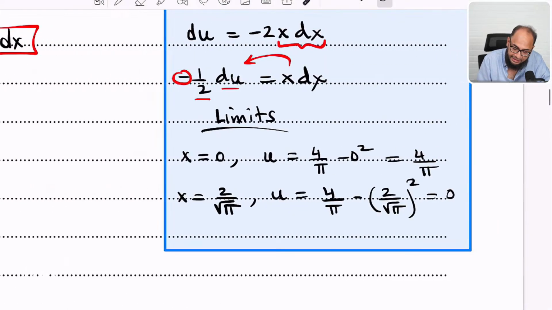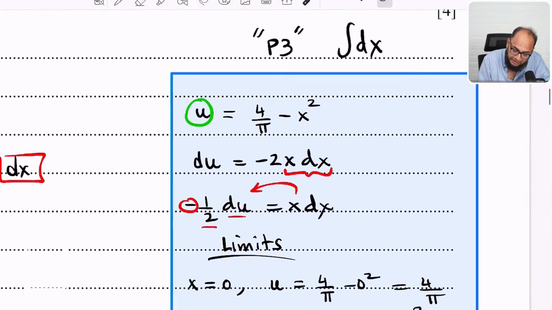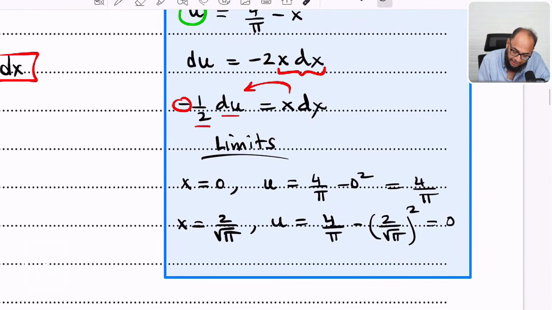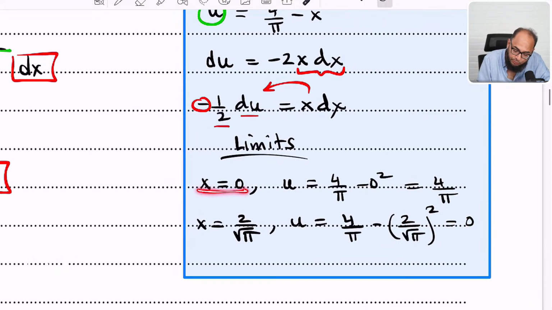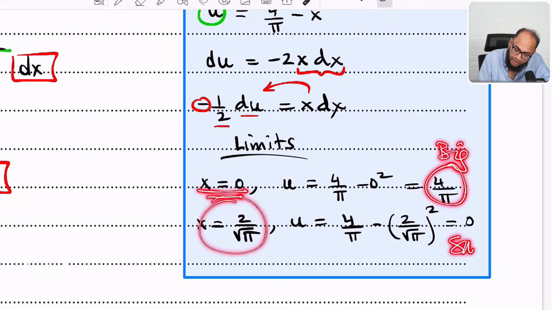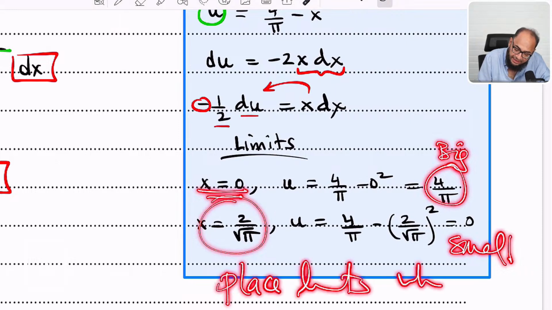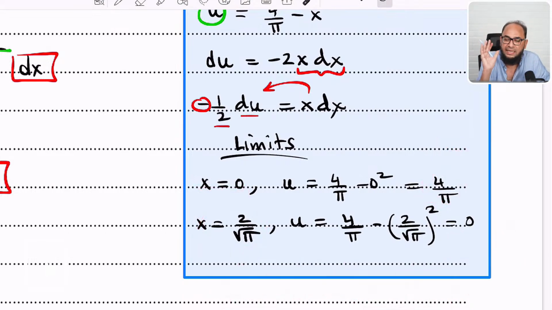Limits are also changed. How will we change the limits? According to the same equation, 4 over pi minus x squared. When x is 0, u is 4 over pi minus 0, which is 4 over pi. When x is 2 over root pi, u is 4 over pi minus (2 over root pi) squared, which becomes 4 over pi, therefore this comes out to be 0. A small value is giving you a big number, a big number is giving you a small value. The rule is place limits where they belong. If they came from a lower limit, place it for a lower limit.